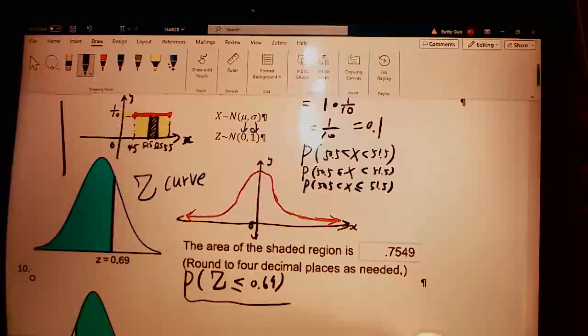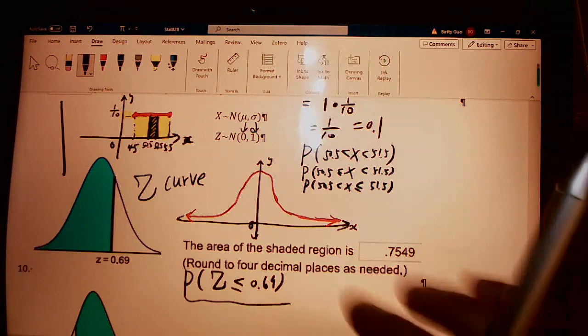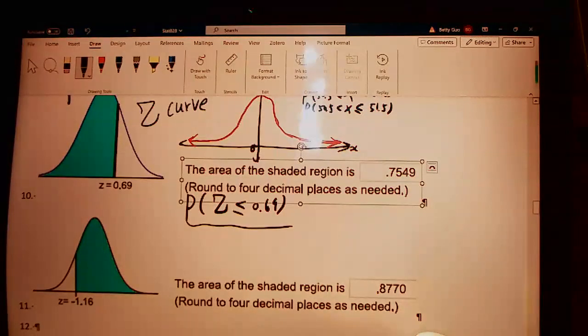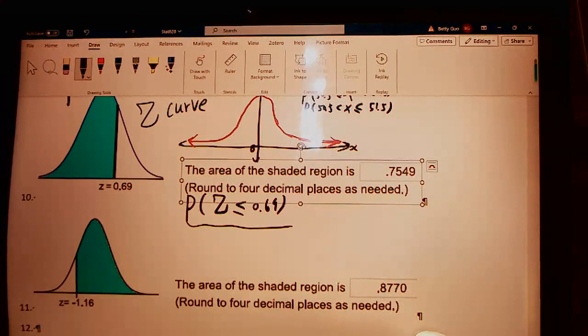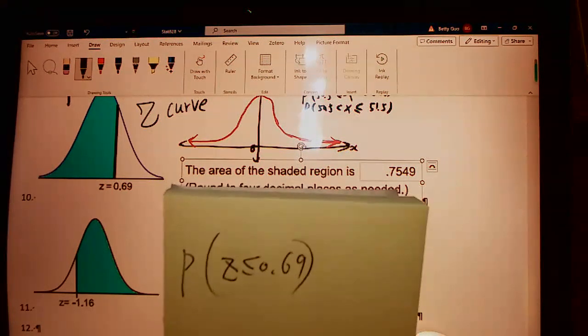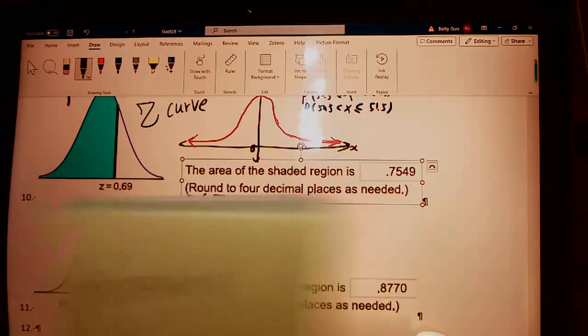How do we find that probability? I'm going to use two different methods. The first method, we use the table. The second method, we use the TI-84 calculator. The first method, the table, since your z-score here, we also call the 0.69 the z-score, is positive. Let's write it down. The z-score is 0.69. We are looking for the probability that Z is less than 0.69. Let's remember that, because we are going to look at the table now.